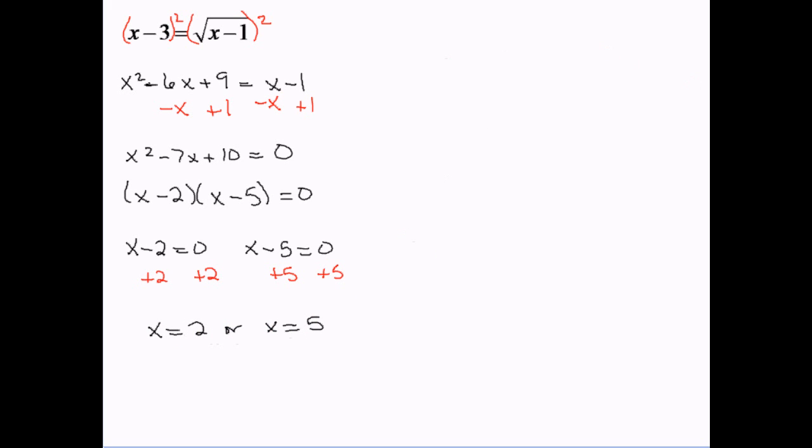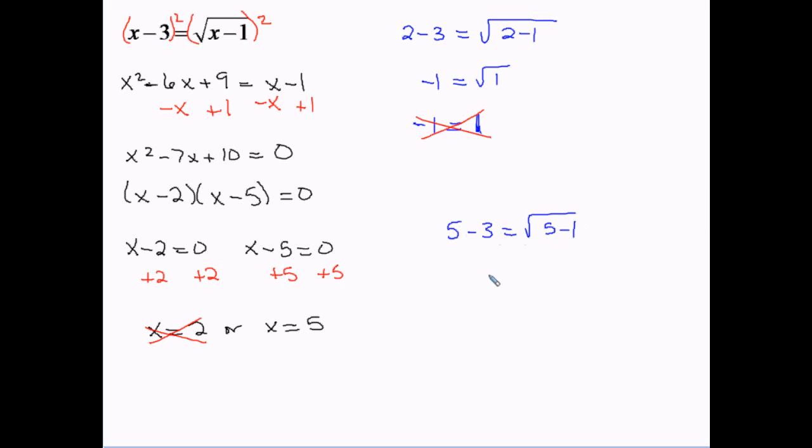Now I need to go back and check that to find out which is true. So if I put a 2 in, I get negative 1 is equal to the square root of 1, so negative 1 is equal to 1. That's false. So it's not this one. And I'm going to just double check my other one. 2 is equal to the square root of 4. That's true. So my correct answer is x equals 5.